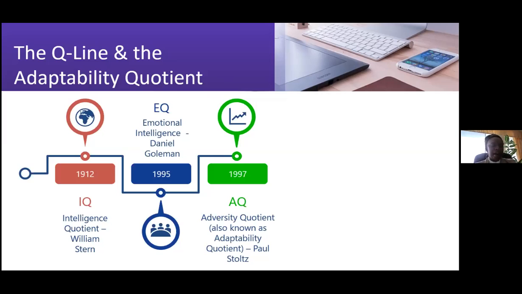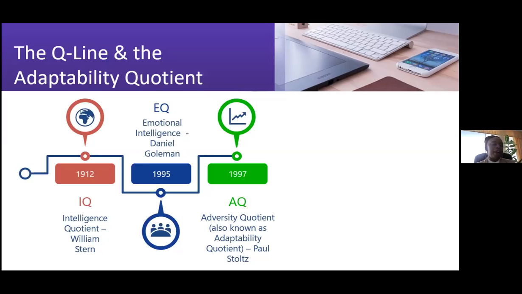So let's talk about the cues here. First one, in 1912, we were introduced to the intelligence quotient. And we are all probably pretty familiar with that. That came on the scene thanks to William Stern. There was a test that was created and established to help determine someone's IQ level.